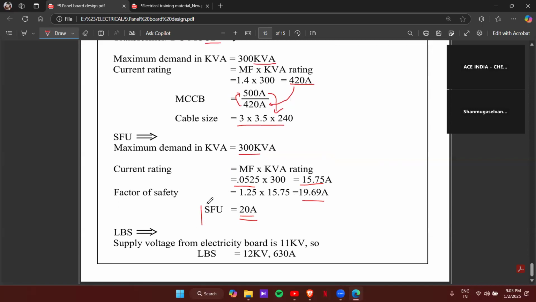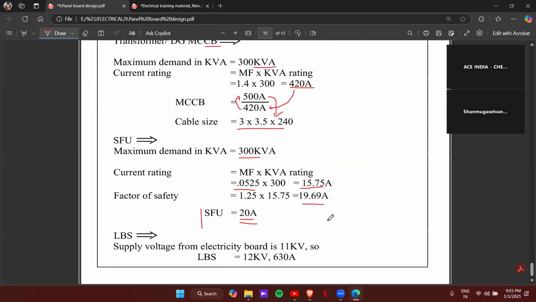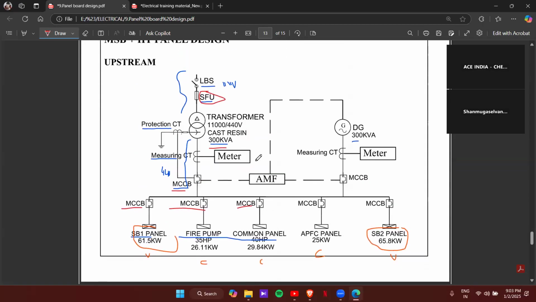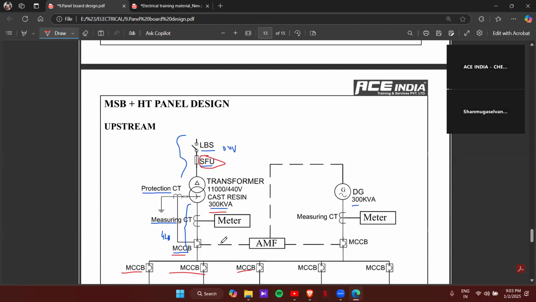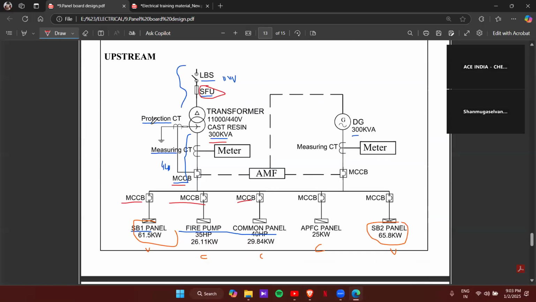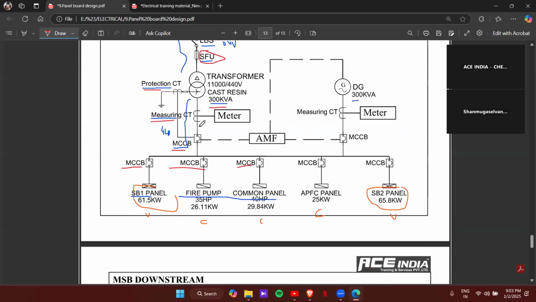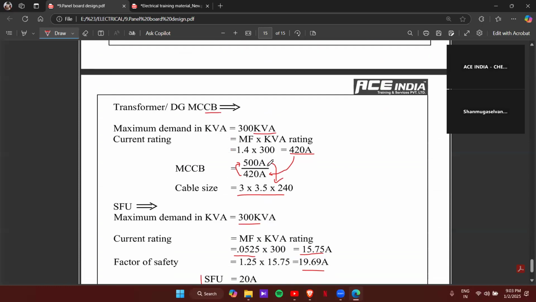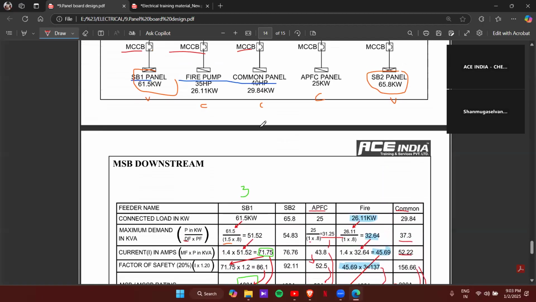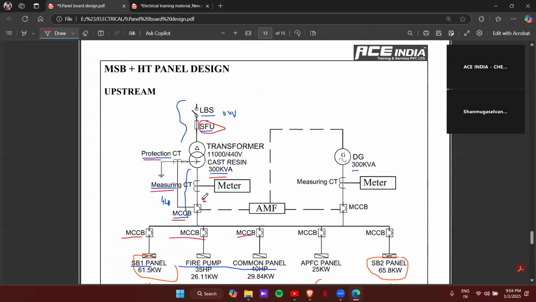So 20 ampere is the SFU rating, and for the LBS, again our calculation is there. LBS are available from 12 kV, so you can take 12 kV by 630 ampere. Those are the ratings available. So that's how you find out the ratings on the HT panel side. Again, one thing not mentioned here is how to find the protection rating of the CTs, measuring CT and protection CT. This is based on the MCCB rating here. So here the MCCB rating is 500 by 420.